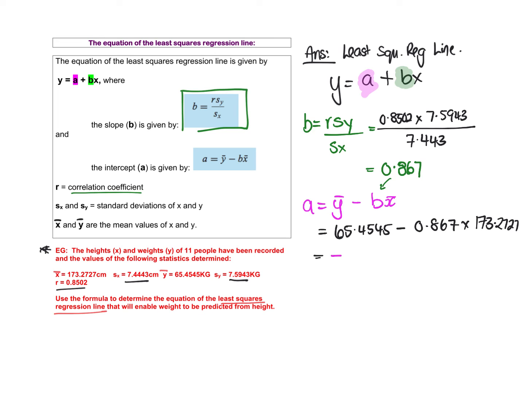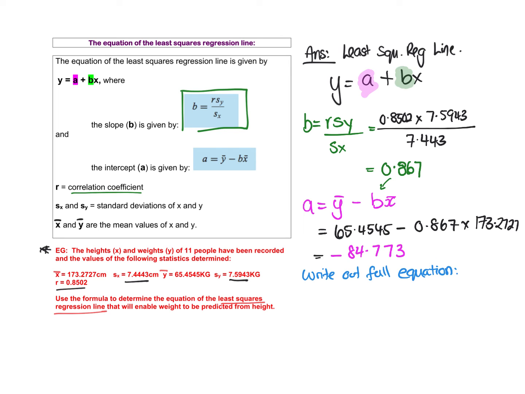Okay, so I get that to be negative 84.773, to 3 decimal places. So now I've got those 2 values, I can write out the equation. You've got to be careful, so I'll now write out the full equation, and this is what you've got to make sure you do.